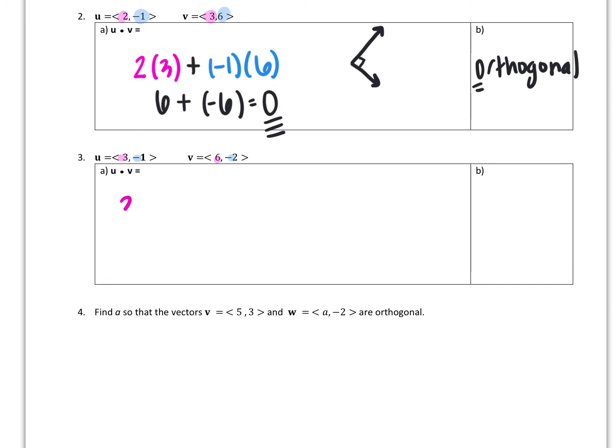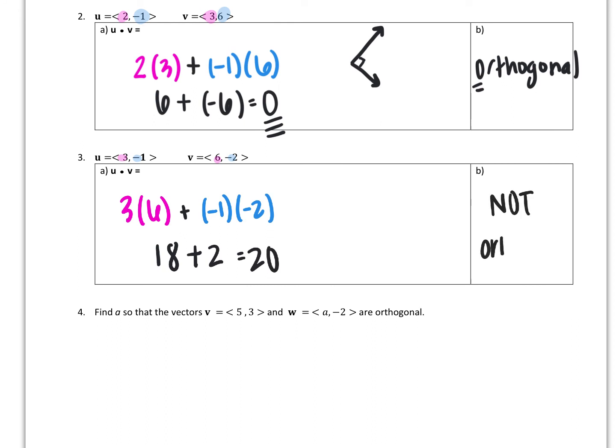In this case, we should multiply 3 times 6, first times first, plus the second times the second. 3 times 6 is 18. Negative 1 times negative 2 is 2. 18 plus 2 gives us 20. So these would not be orthogonal because the dot product does not equal 0. Visually, if you want to see this, vector u is going right 3, down 1. Vector v is going right 6, down 2. They're not intersecting at a 90-degree angle.